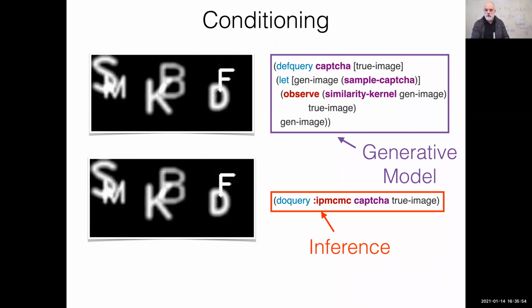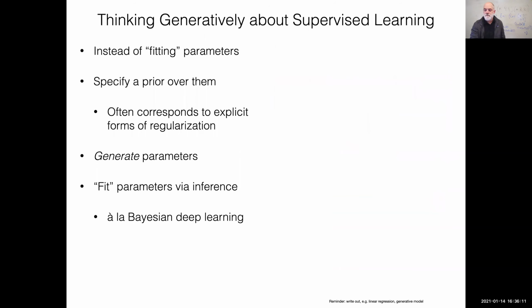Okay, so here you just saw a sampler, in this particular case, IPMCMC, applied to the Anglican program that eventually mixes to the correct interpretation of the CAPTCHA. Okay. How about thinking generatively about supervised learning, right?